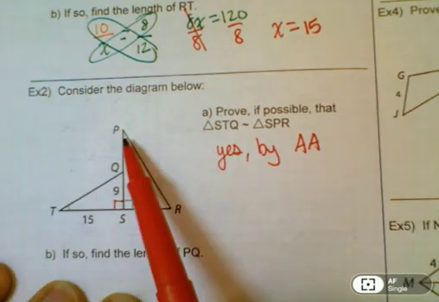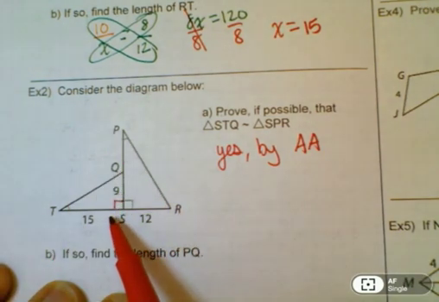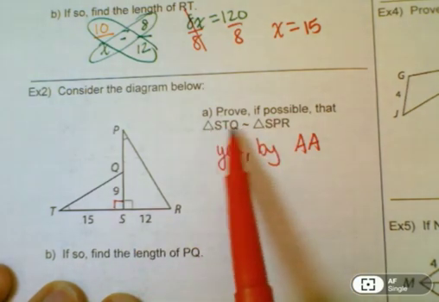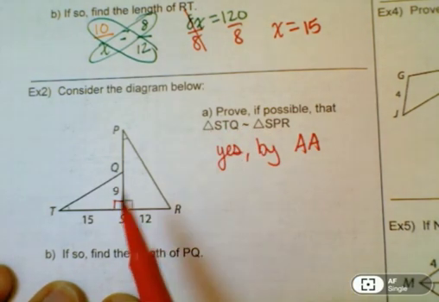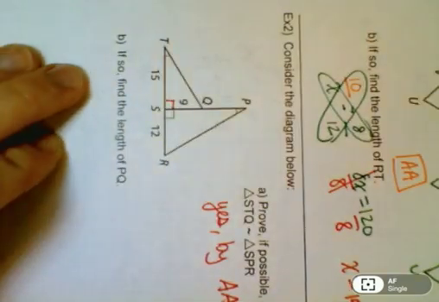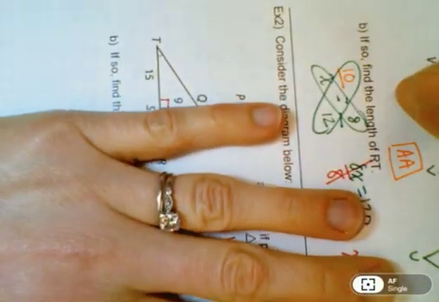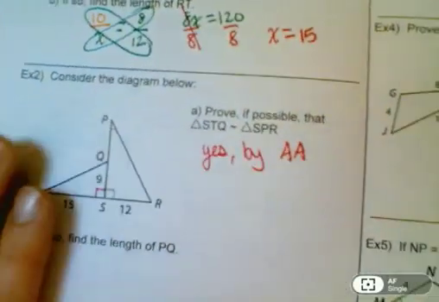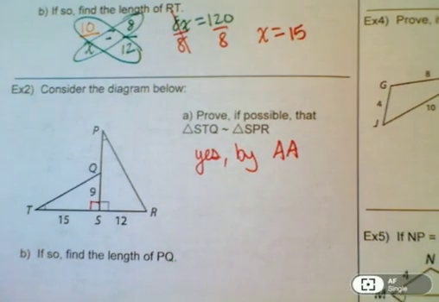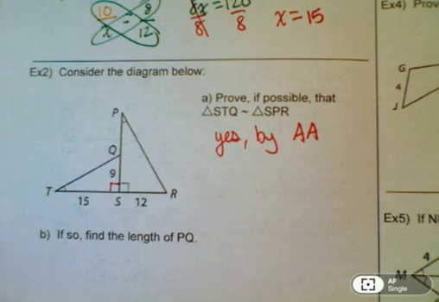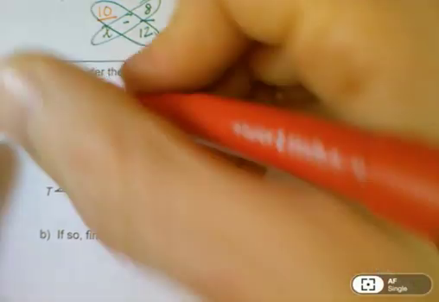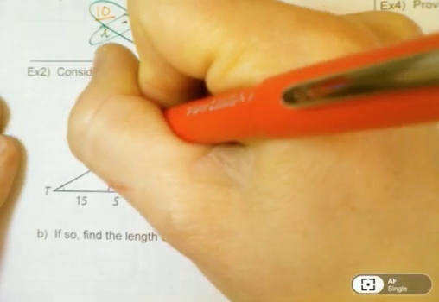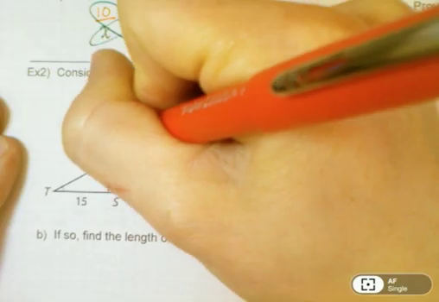So yes, by angle, angle. So T and P correspond, and then S and S correspond, right? And you can see that if we turn it, that triangle is a right triangle, and it is similar to that right triangle. They're just, the smaller one is turned on its side. So now that we know that they're similar, we can find the length, hopefully, of PQ. So we're looking for this PQ, just that length.